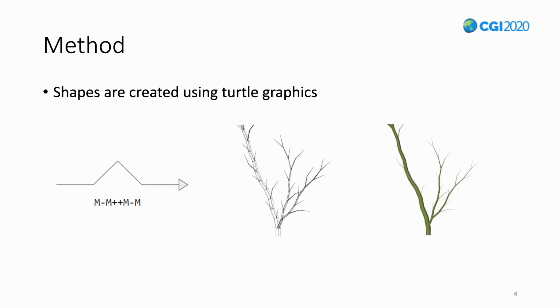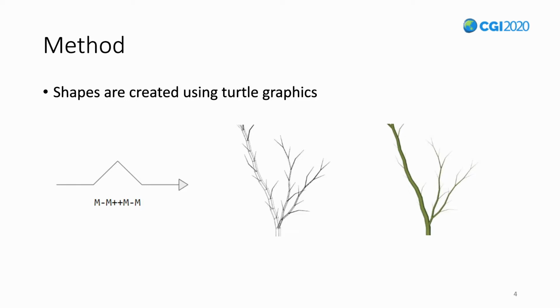In this example, the plus and minus symbols signal the branch head to turn left or right, while the symbol M moves the branch head forward. This creates the shape seen on the left. So it moves forward once, turns left, goes forward, double turn to the right, forward again, one turn to the left, and one last step forward. And that gives this line.